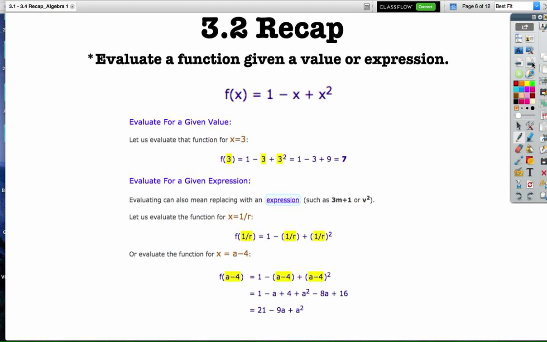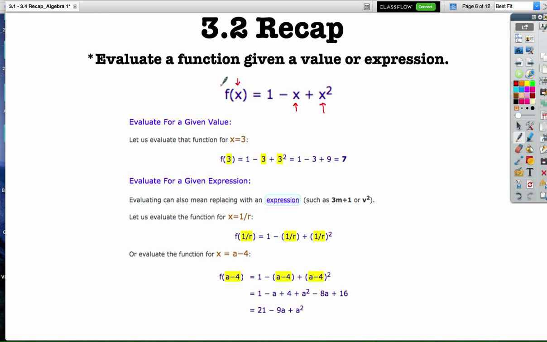From there, we went on to evaluate functions given a value or expression. They would give you a function, and they'll either tell you a number or an expression inside of the parentheses, remembering that this just means a function of x. Whenever they replace something inside of the parentheses in place of where x was, they're just telling us to put whatever that is in place of all of the x's in the equation.